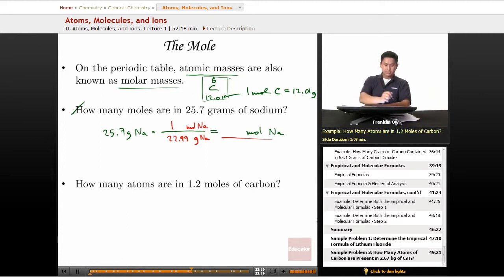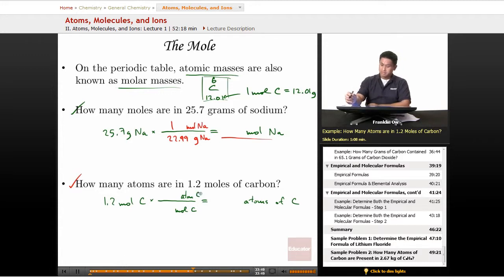Let's now go ahead and utilize Avogadro's number. How many atoms are in 1.2 moles of carbon? Okay, so 1.2 moles of carbon times something over something is going to give us our answer in units of atoms of carbon. To get moles of carbon to cancel, moles of carbon goes downstairs, and then atoms of carbon goes upstairs.